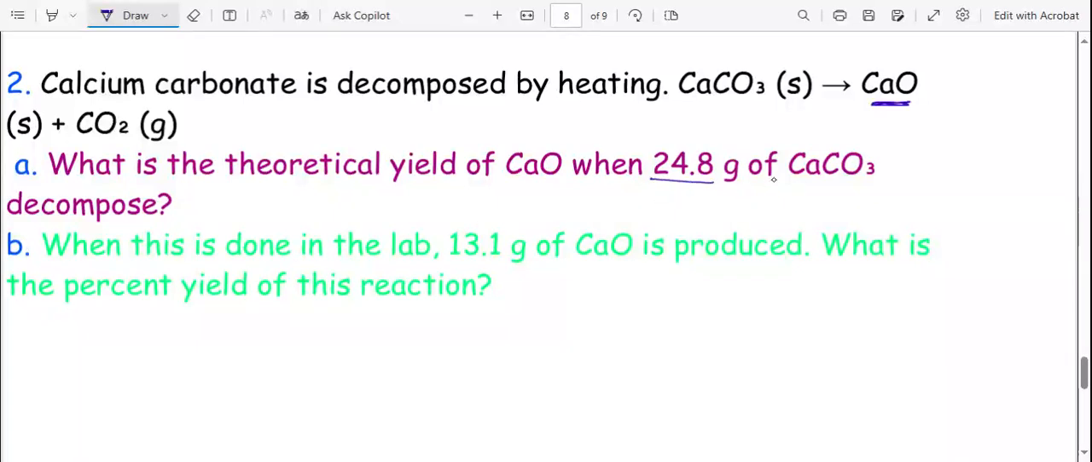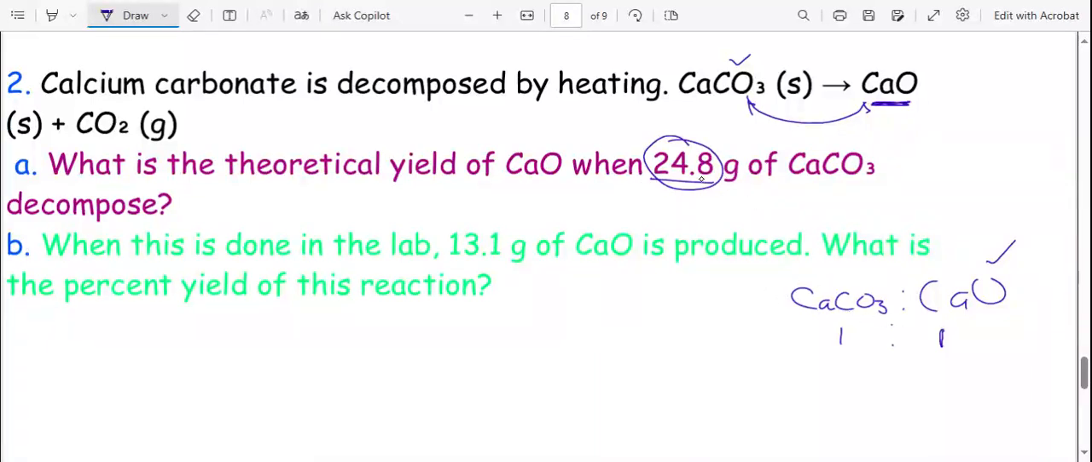When 24.8 grams of calcium carbonate decomposes, here we already have our limiting agent. So it's just a matter of relating this and this. We go from calcium carbonate to calcium oxide. So you find the moles of calcium carbonate. The mole ratio is 1 to 1. Remember, the goal is to find the mass of this one after getting just its moles.